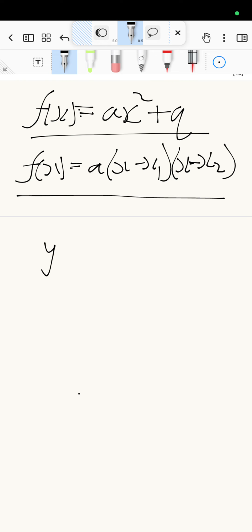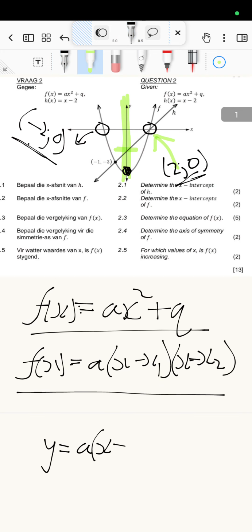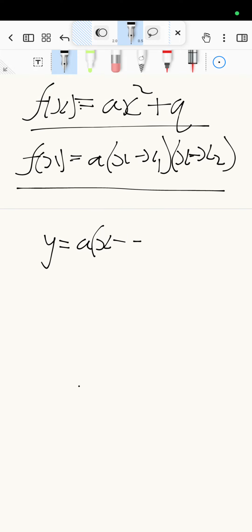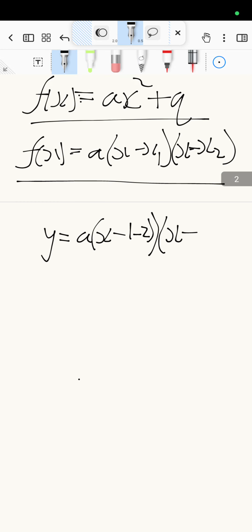So I'm going to say y is equal to a, open bracket, x is going to stay x, minus x1, which is my first x-intercept, which is going to be this value here. So I'm going to put my minus 2 in there. Now this double negative doesn't make sense, so put that in brackets. And then we open another bracket, and it's going to be x minus x2. That is going to be this one over here, which is that 2. So we're going to put that in there.